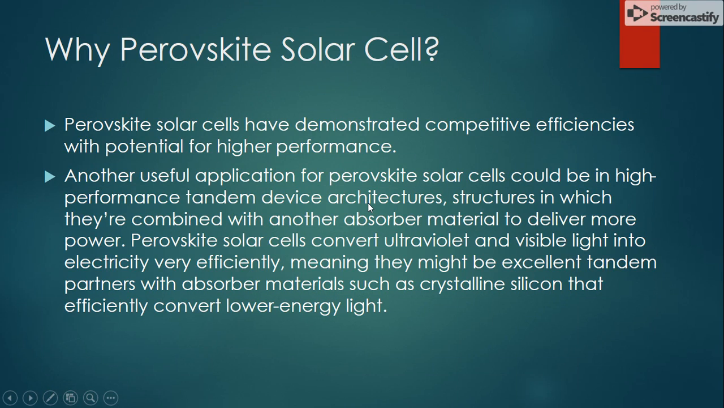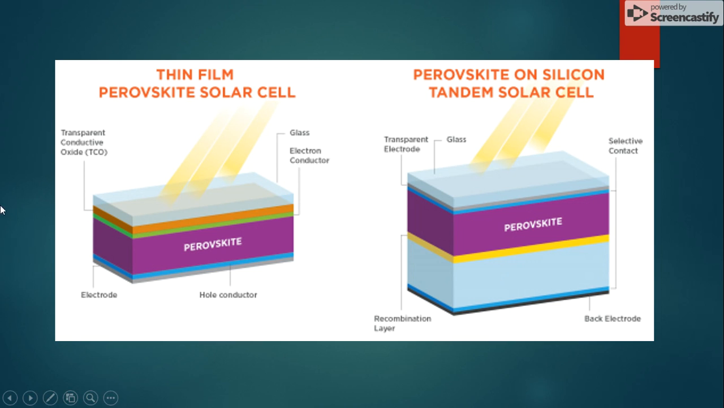Perovskite solar cells convert ultraviolet and visible light into electricity very efficiently, meaning they might be excellent tandem partners with absorber materials such as crystalline silicon that efficiently convert lower energy light. And you can see the picture of what I said.